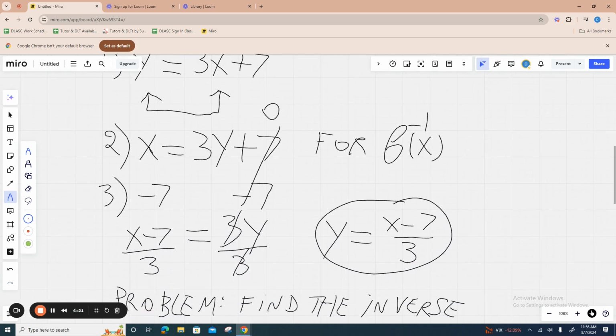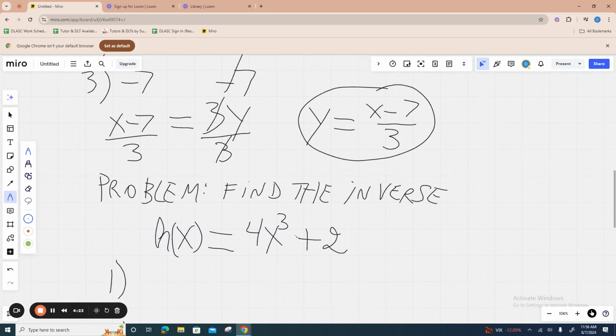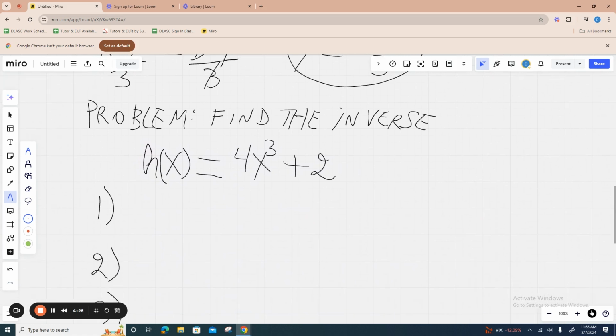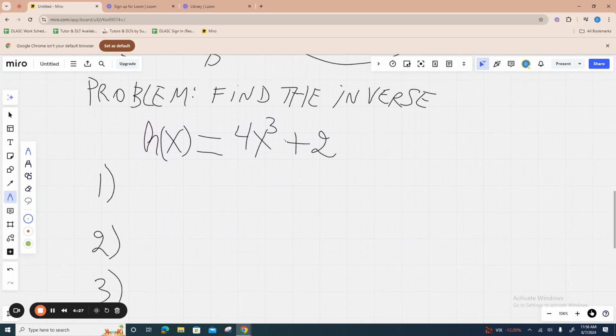Now let's do some other functions that you may or may not have learned already, but that would probably be the type of question that would be asked on an exam. So the next one, we're saying find the inverse of h of x equals 4x cubed, x to the power of 3, plus 2.